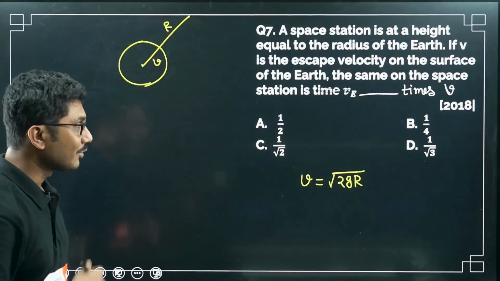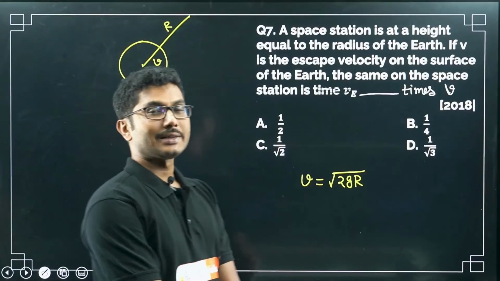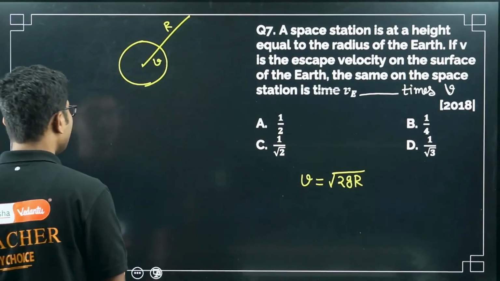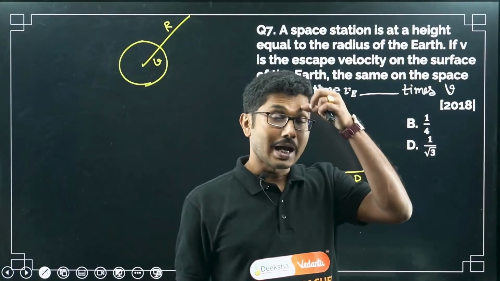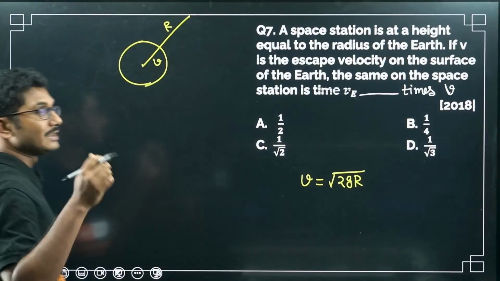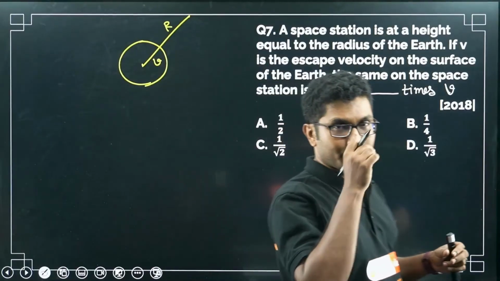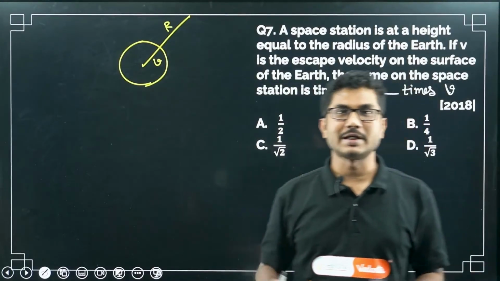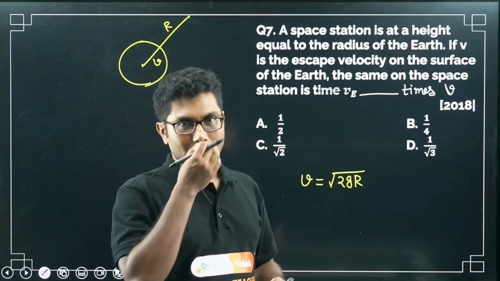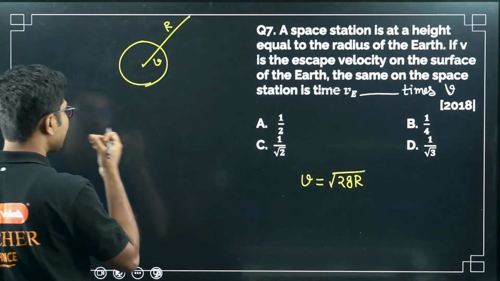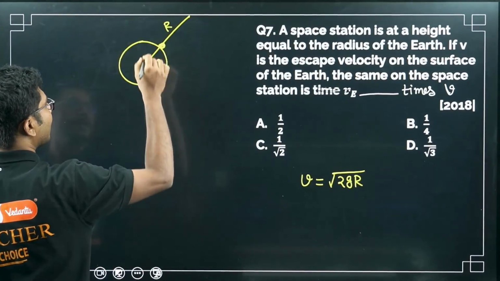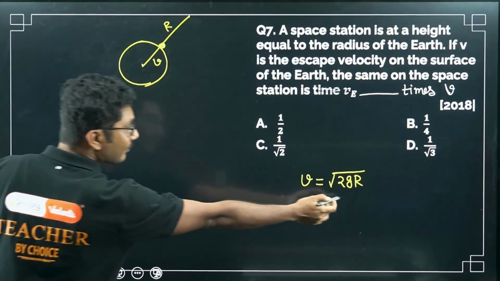Now what will be the escape velocity when it is at some height h? For that we have to use the concept of escape velocity and understand it in depth. The concept of escape velocity states that the work done, or basically the difference in potential energy, should be equal to the kinetic energy required. So what is the difference in potential energy? The difference in potential energy on the surface of the earth, we have calculated this value.